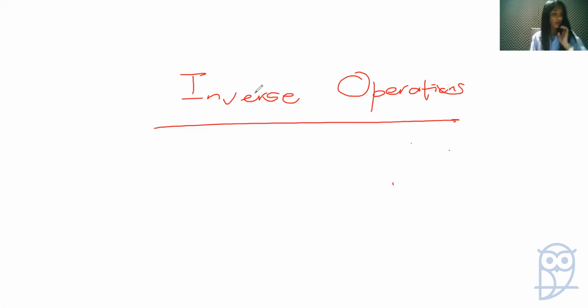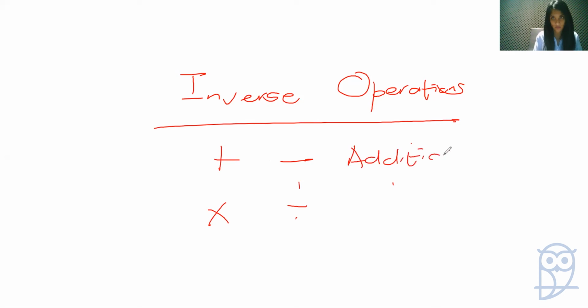Okay, what is an inverse operation? In its word alone, it will tell you that an inverse operation affects another operation. And how does it affect the other operation? It reverses the effect. Like plus is to minus and multiplication is to division. That's how it works. So addition and subtraction are inverse operations. They're the inverse of each other, and same with multiplication and division.